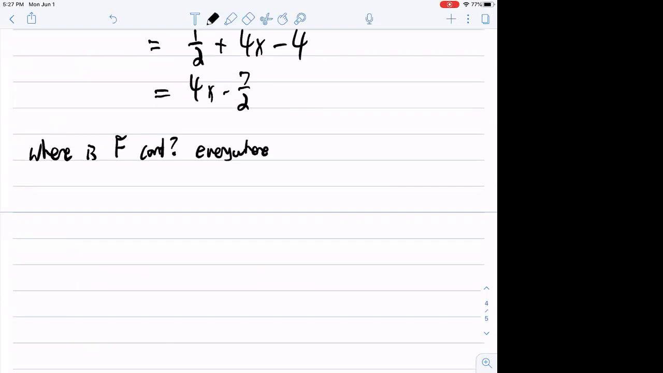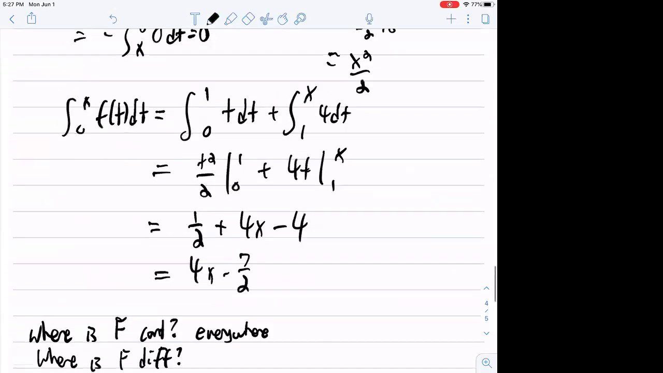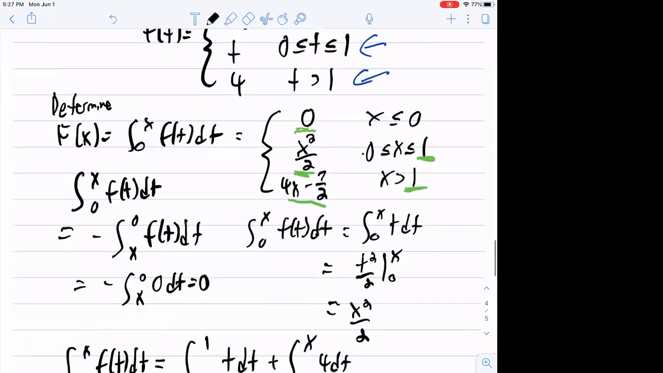Right? Now, where is f differentiable? Again, outside the border, 0 and 1, it's clearly differentiable. The derivative of 0 is 0. The derivative of x squared over 2 is x. And the derivative of (4x minus 7) over 2 is 2. So we only need to check whether it's differentiable at 0 or at 1.